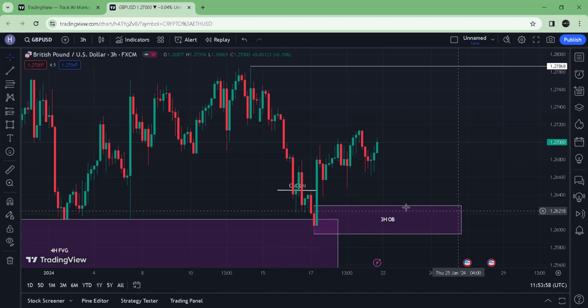Below an order block, below the area of interest, or POI, right? Or point of interest. Others call the area they're interested in a POI. So I could have called this area a 3-hour POI, but I'll call it a 3-hour order block because of this order block right here.